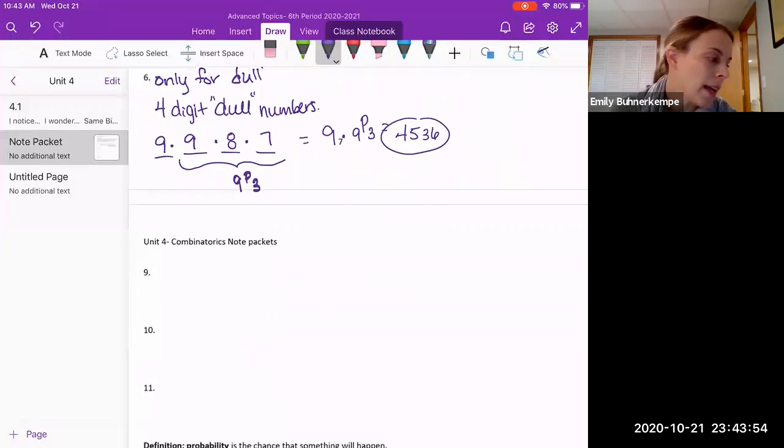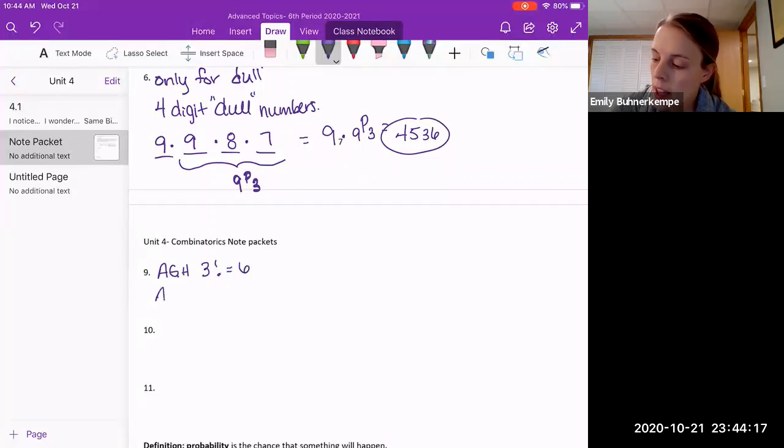Question number 9 says, how many anagrams does each word have? So the first one says AGH. None of these letters are repeated, so they can go in any order. This would be 3 factorial or 6. So there are 6 anagrams.